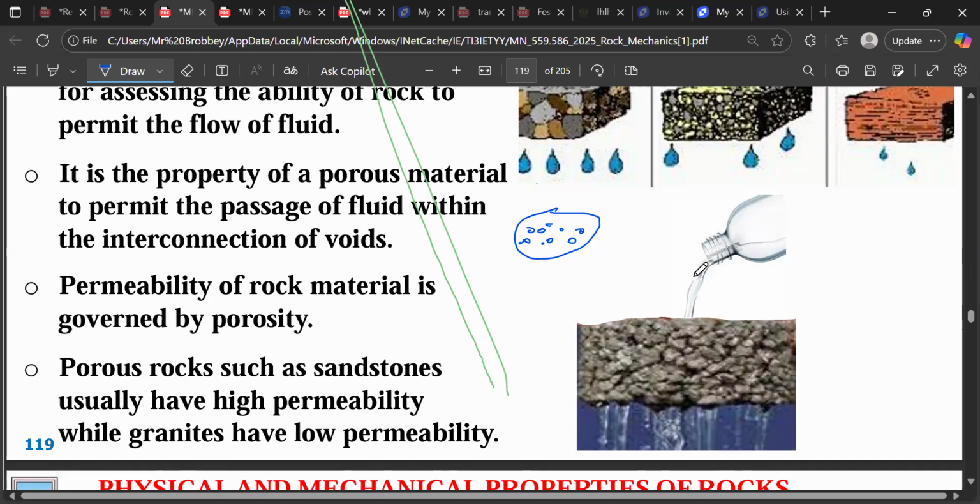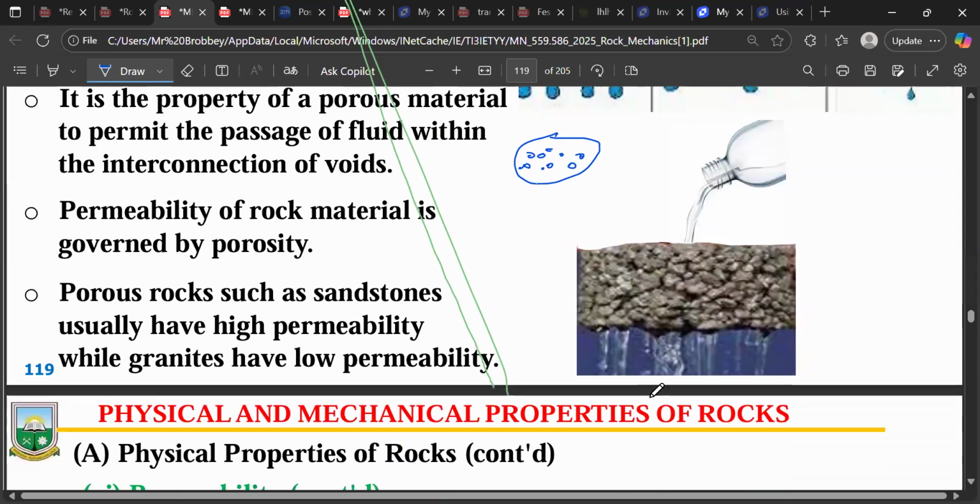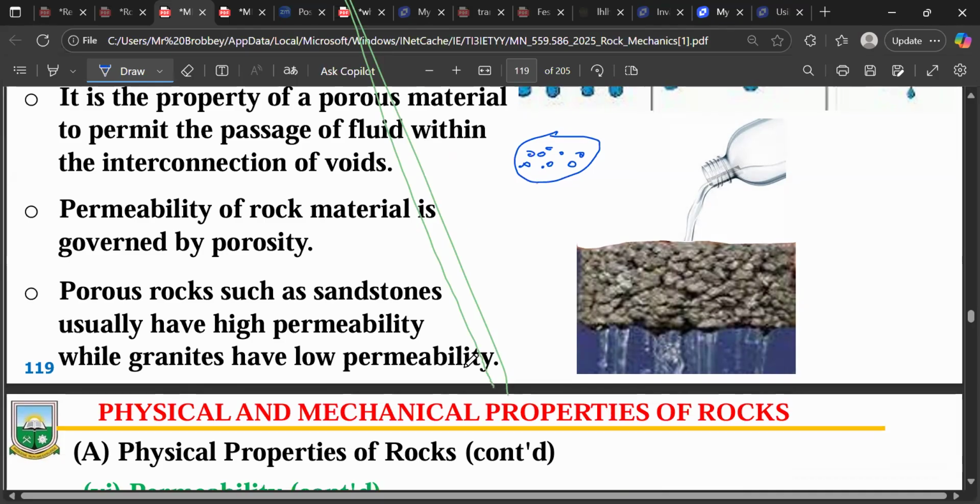So when this is happening, the ability of the rock to allow this water to pass through is now termed as the permeability of the rock, right? So porous rocks such as sandstones usually have high permeability, while granites have low permeabilities, right?